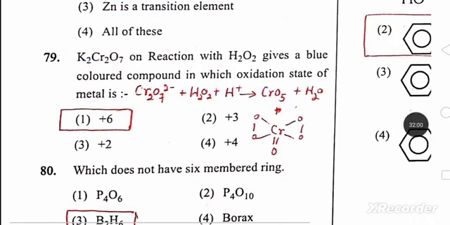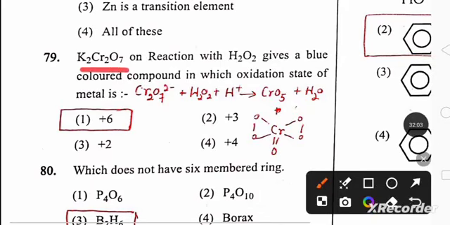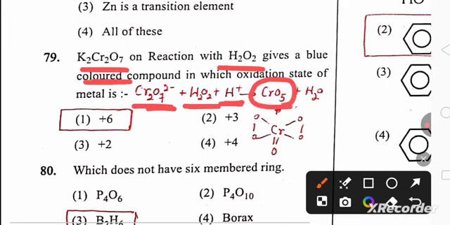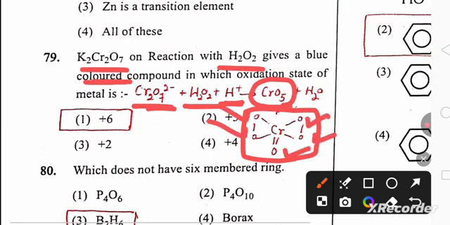Another question from D and F block, potassium dichromate on reacting with peroxide in the presence of acid, it gives blue colored compound. So potassium dichromate on reacting with hydrogen peroxide in the presence of acid, it will form CrO5. In CrO5, you can find around chromium, peroxide oxygen also. So when you calculate the oxidation number of chromium, you can see the oxygen in peroxide state also and normal oxygen also. So you'll get +6 oxidation state of the product CrO5.